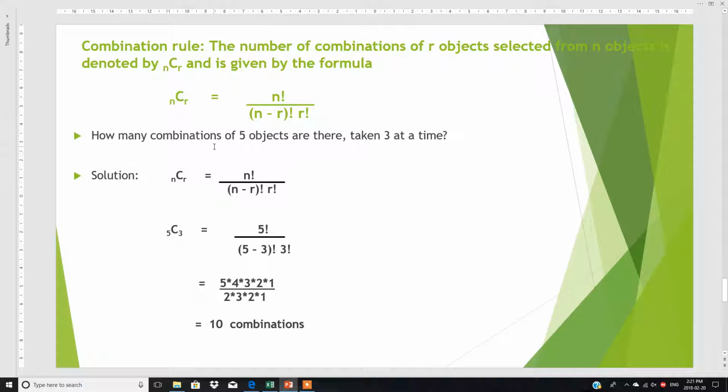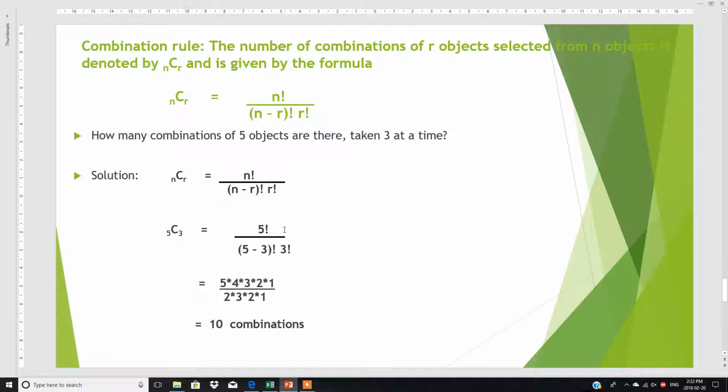Question: how many combinations of 5 objects are there, taken 3 at a time? How many combinations can you make? So this is the formula: n factorial, we have 5 factorial in total, divided by 5 minus 3 factorial, because 5 is the total and r is 3, the requirement, and then r factorial. So 5 minus 3 is equal to 2 factorial. 2 factorial means 2 multiplied by 1, which is equal to 2. That is why I have written only 2 here. If you want, you can write 2 factorial, and in the next step write 2 multiplied by 1.